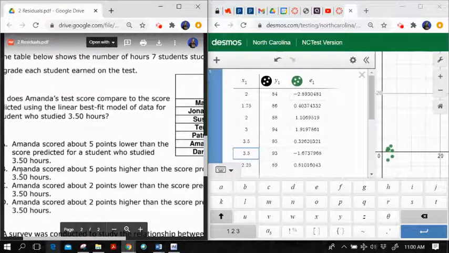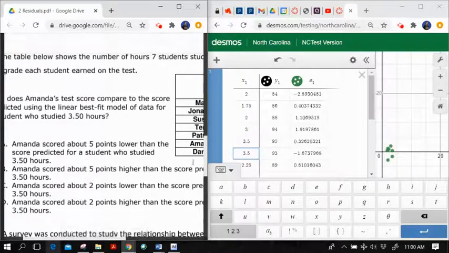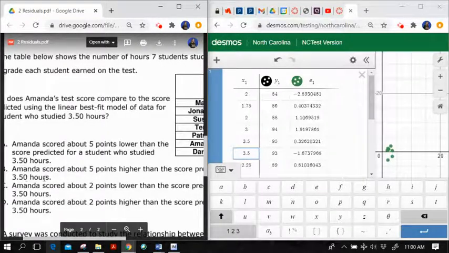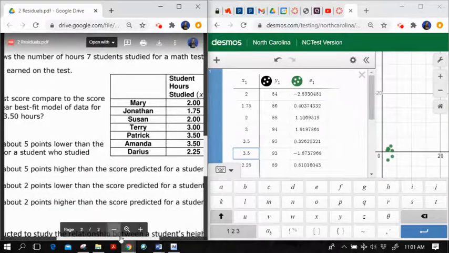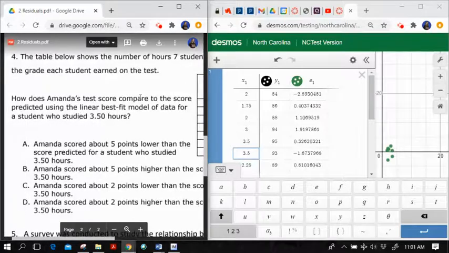Let's look at option B. Amanda scored 5 points higher. That's not correct either. Amanda scored about 2 points lower. That is a negative 1.67. Because it's negative, it means that she did score lower. And 1.67 would round to 2. So my answer here is C. She scored about 2 points lower than the predicted student.